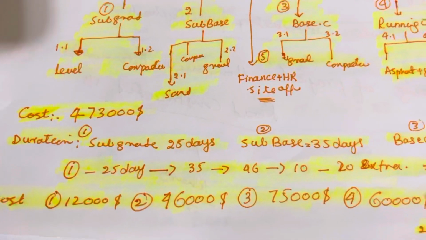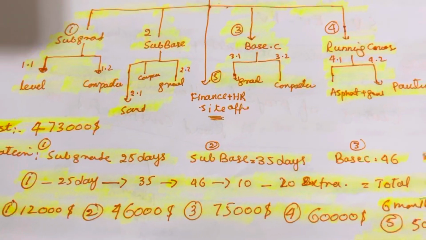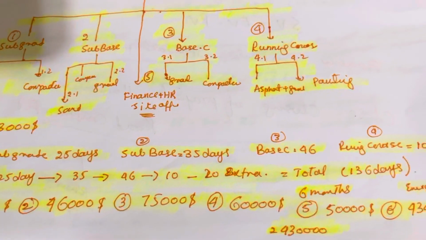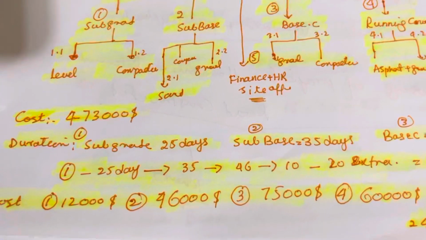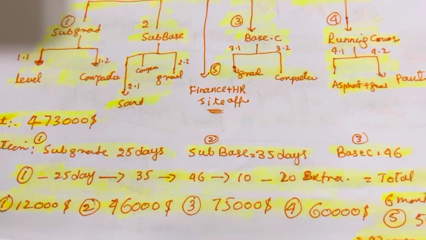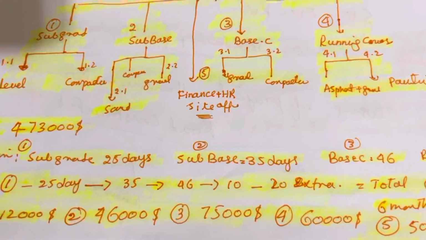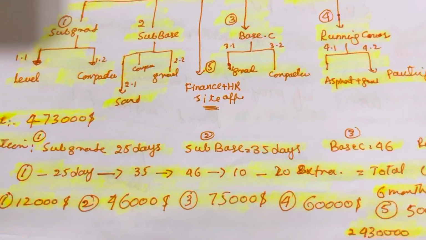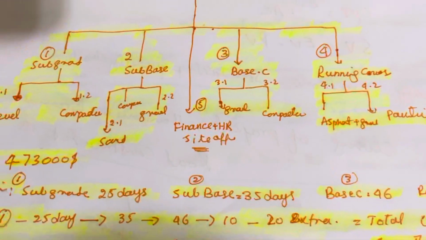Let's calculate the duration. The subgrade, according to my calculation, will take 25 days. The sub base will take 35 days. The base course of the road will take 46 days. And the running course will take 10 days. So what is the schedule in short? 25 days plus 35 days plus 46 days plus 10 days plus 20 days I put extra. We call it emergency or contingency in the schedule. So the total I got is 136 days, but these are working days.